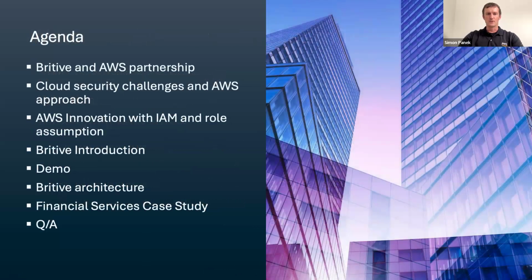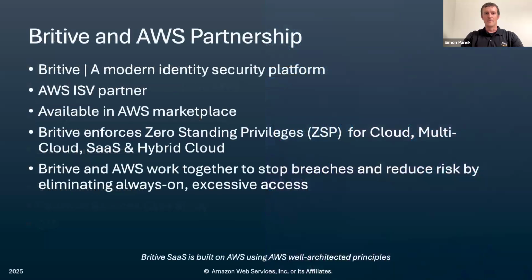So let's take a closer look at our specific agenda. As I mentioned, we'll start off with the partnership, and then we're going to talk about the current security challenges within cloud environments and how AWS approaches that. From there, we'll talk about the innovation AWS has done with IAM and role assumption. Then we'll move more in depth into Britive's product and platform, see a demo, actually interact with their architecture a little bit, and then go through an actual financial case study to see how it can successfully be implemented. In the end, we'll save some time for live questions and answers, but as Shahzad mentioned, if you have questions, go ahead and put them in the Q&A feature during, and if one of us isn't able to answer as we move through, we'll bring it up again at the end.